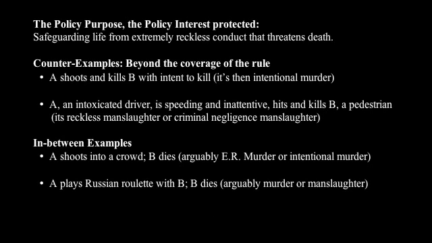Note the policy purpose, the policy interests protected by this murder rule, and the counterexamples, beyond the coverage of this murder rule. But look, down below, there's a new category, in-between examples, and they are distinguished because they can be argued two ways, not one way.